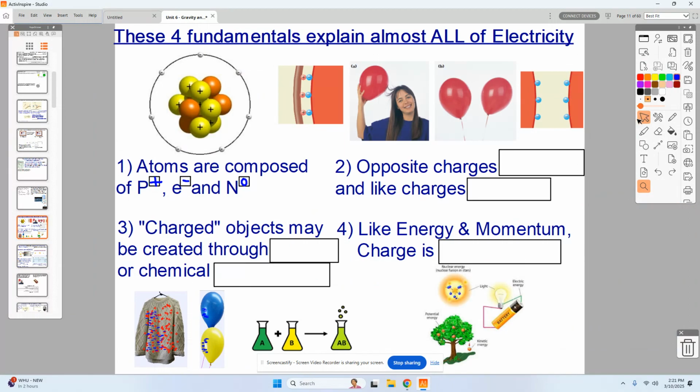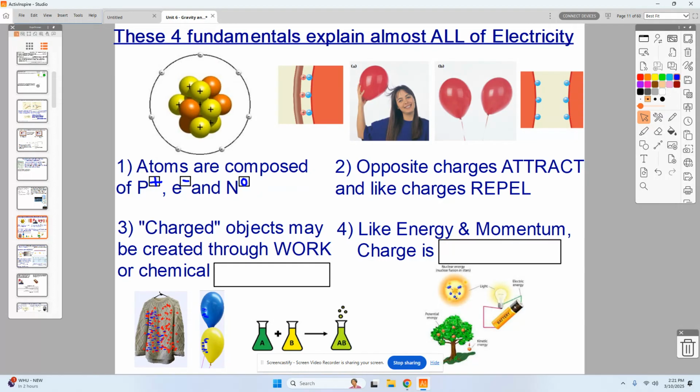All right. Opposites attract and likes repel. And again, I bet you guys already knew that as well. So again, protons, neutrons, and electrons, and then opposites attract, likes repel. Charged objects may be created through some process. So how would you describe the process through which charge was created on those balloons when you rub that balloon against the hair? It starts with a W, rhymes with Merc, through work, right? So there's a work process. So you can do some work, and through friction as a force, you can separate some charges.